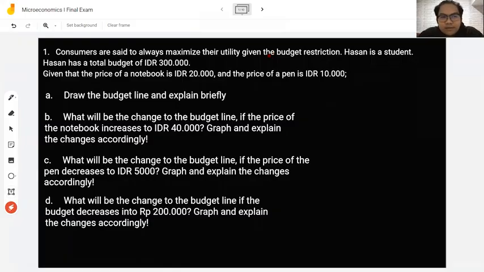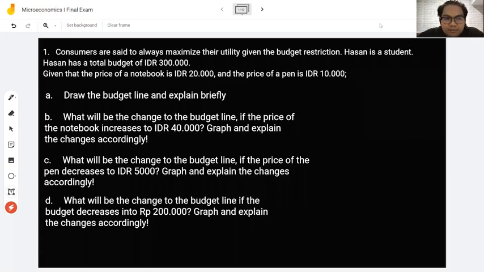Guys, so in this question we will be talking about budget line. Firstly, consumers are said to always maximize their utility given the budget restriction. It is logical because as a consumer, we will buy an item that gives us the maximum utility, such as a car that has been driven from town to town. So let's get to the question.